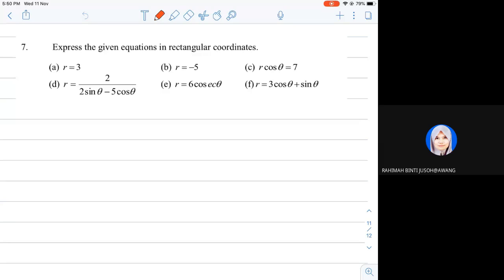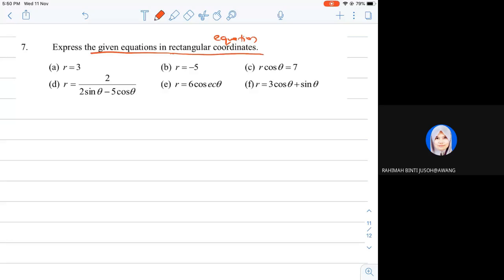Okay, let's focus on this question. R equals 3. For this question, you have to convert the given equations to rectangular form. It's not coordinates actually, it's equations. That means you must have them in the form of equations. We want to convert from a polar equation to a rectangular equation, meaning that your equation must be in terms of X and Y.